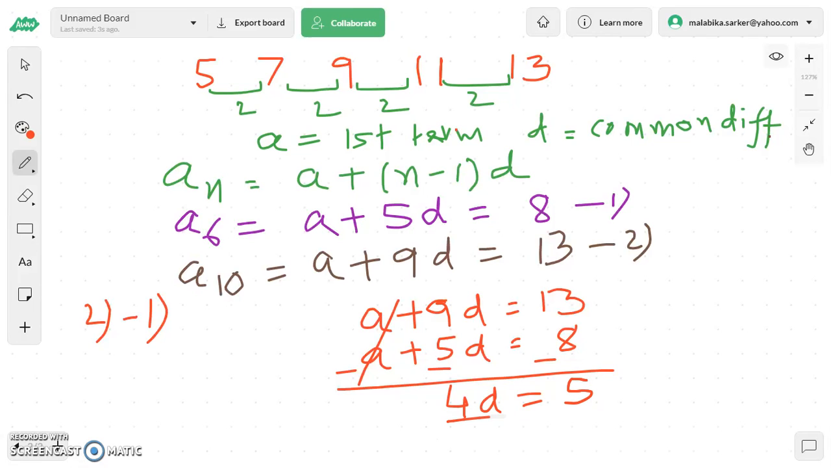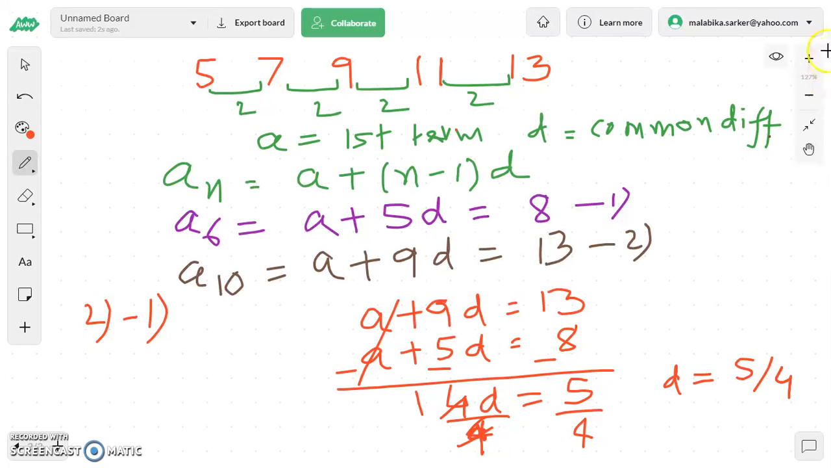Now if I divide both sides by 4, what do I get? 4 by 4 is 1. I get D equals 5 by 4, that means our common difference is 5 by 4. If I substitute this value in any of these equations, let us do it in 1, I can get the value of A. So what do I get?